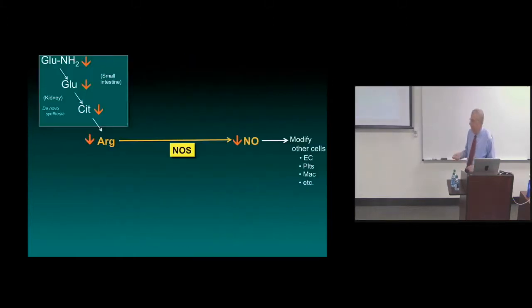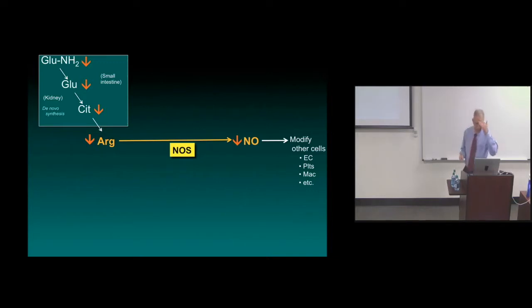Now, arginine is taken in from the diet, but it's also synthesized. There's a de novo synthesis here. Most of this takes place in the kidney from glutamic acid, glutamine, glutamic acid, citrulline, and then converted to arginine.